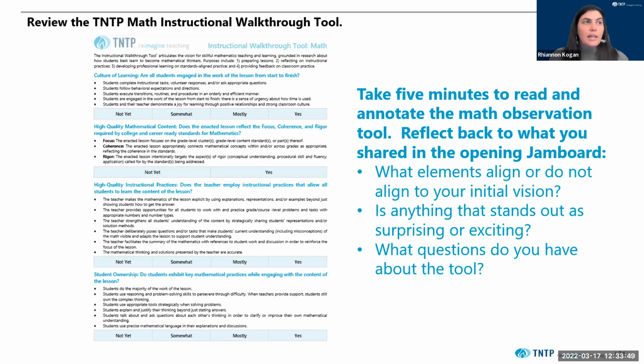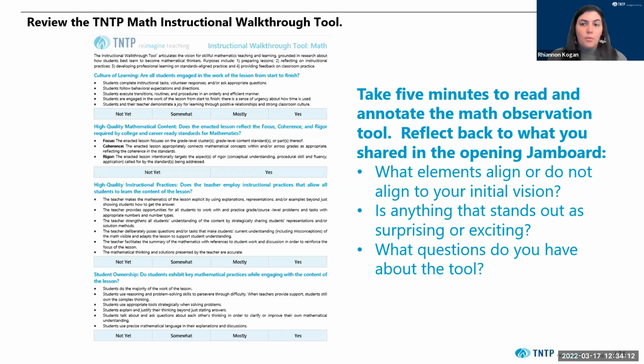So what we'll do now is start to take a look at the tool. In your note catcher for today, you have a link to the math instructional walkthrough tool that we used in the opportunity myth, and it's the same one that we'll grapple with today. We'll also put the link in the chat for you. For those of you who attended the last section, you'll probably notice right off the bat the similarities between this tool and the ELA tool.